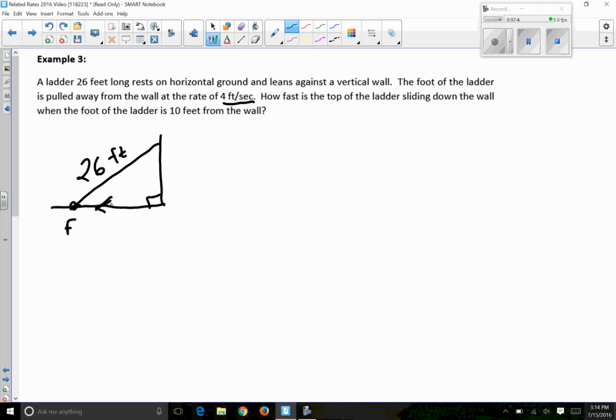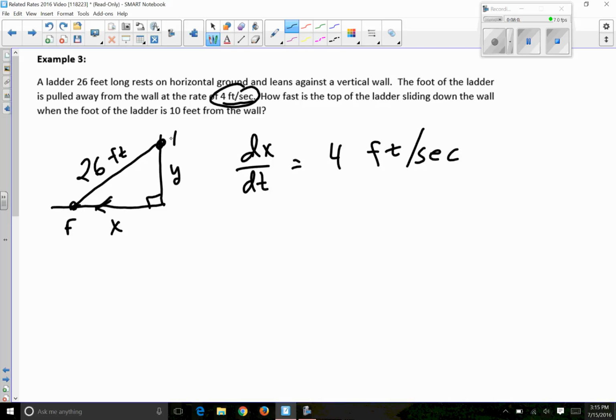Let's call this side of this triangle x and this vertical side y. This is a given rate. That's the derivative of x with respect to t. How fast is the top of the ladder? Up here, this is the top of the ladder. How fast is the top of the ladder sliding down the wall? So the rate to be found is dy/dt.